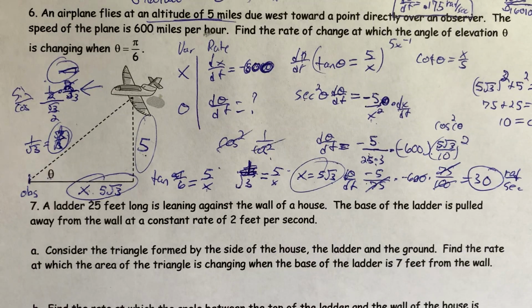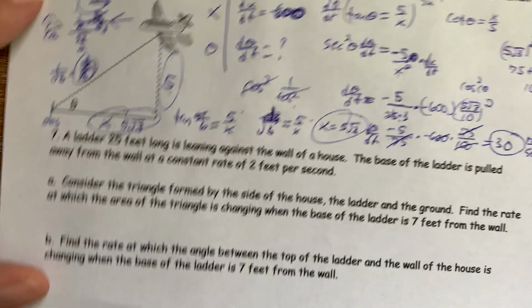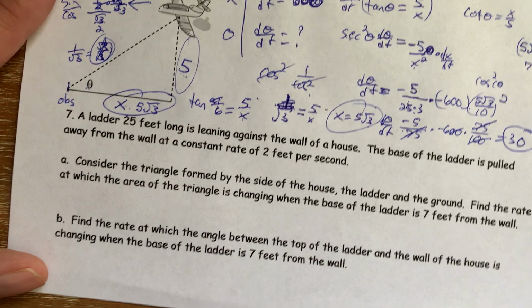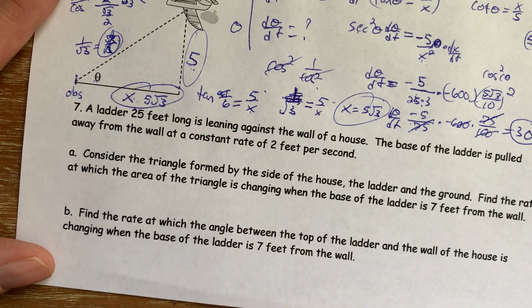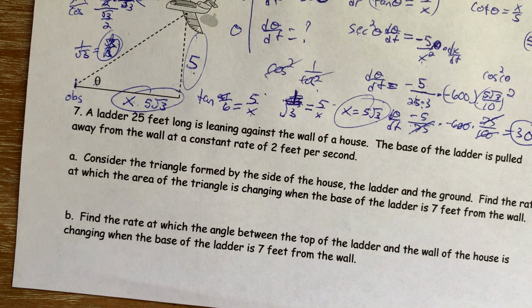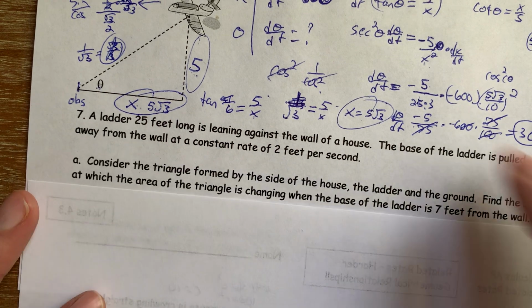So that's d theta dt, 30 radians per second. Okay. All right, last problem. A ladder 25 feet long is leaning against the wall of the house. The base of the ladder is pulled away from the wall at a constant rate of change of 2 feet per second. Go ahead and draw a picture of what's going on.